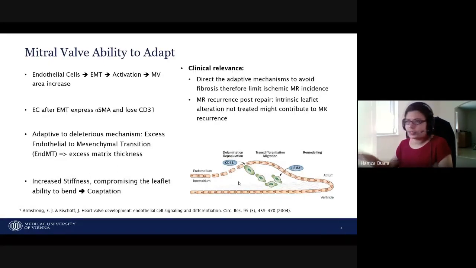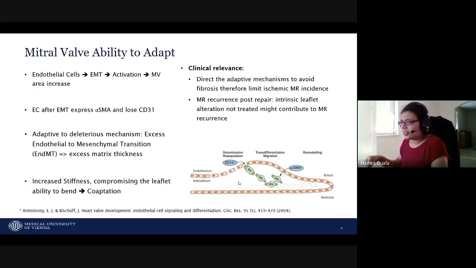So why is it so interesting to look into this EMT or endothelial cells? It's because it has some clinical relevance. If we manage to direct these adaptive mechanisms to just have an increase in the area of the valve, and avoid these good mechanisms going to a deleterious one and avoid the fibrosis, this might be a good way to limit the ischemic mitral regurgitation occurrence.